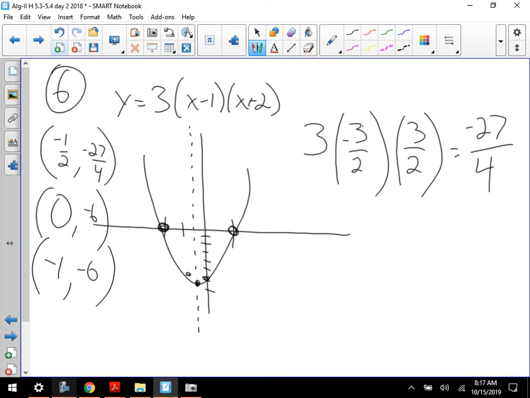Okay. Utilize the forms to make your lives easier. Anytime you can pick and get something close to a 0, or excuse me, the y-intercept, go for it. You could have looked at this problem and done your y-intercept right away. If I just covered up x, 3 times negative 1 times 2 is my y-intercept. There's no way of doing it.